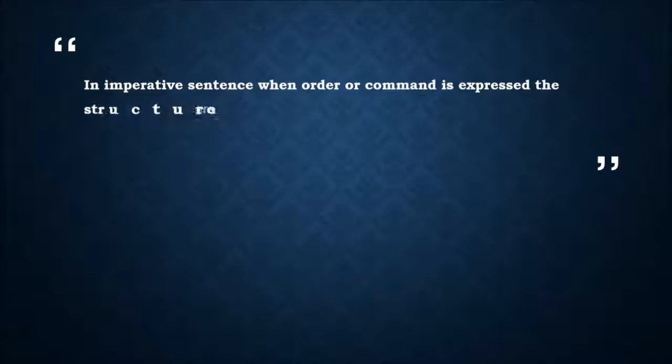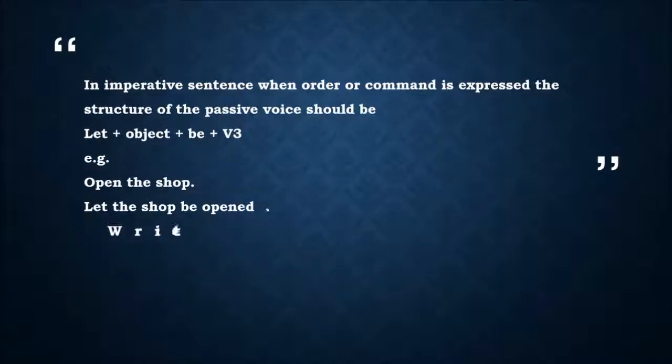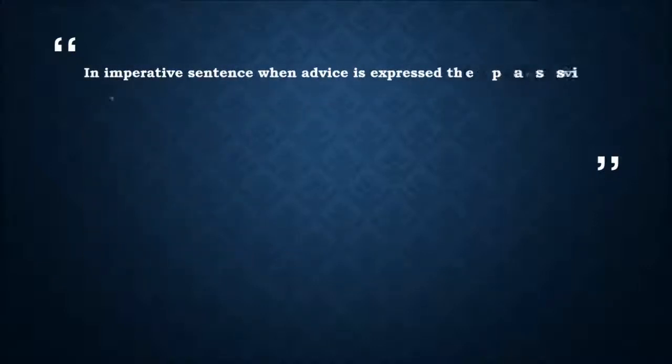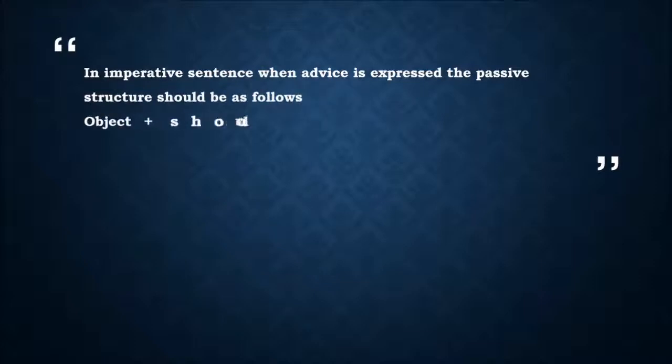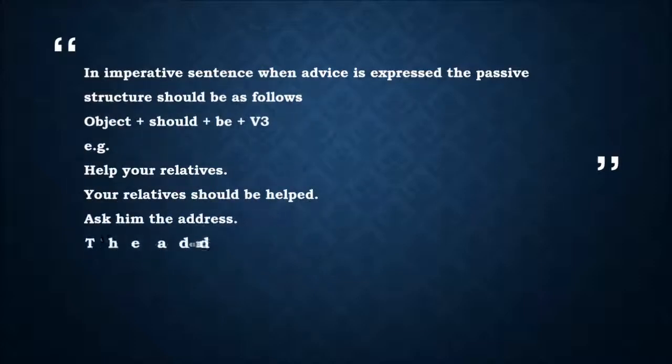L. In an imperative sentence, when an order or command is expressed, the structure of the passive voice should be let plus object plus be plus v3. E.g. Open the shop. Let the shop be opened. Write a letter. Let a letter be written. M. In an imperative sentence, when advice is expressed, the passive structure should be as follows: object plus should plus be plus v3. E.g. Help your relatives. Your relatives should be helped.